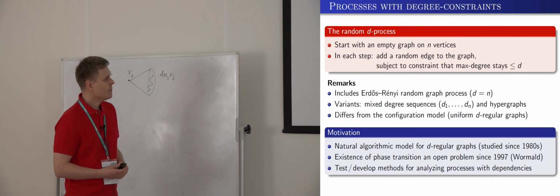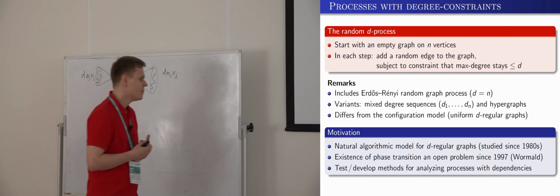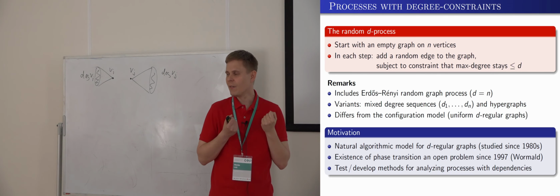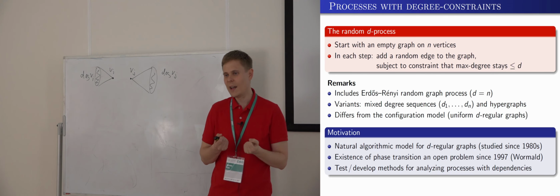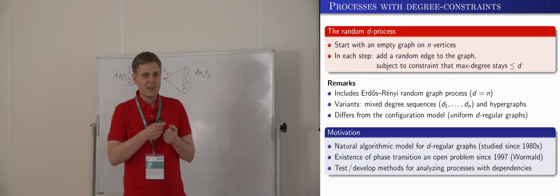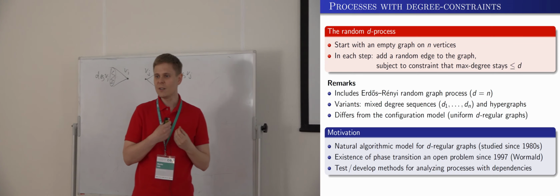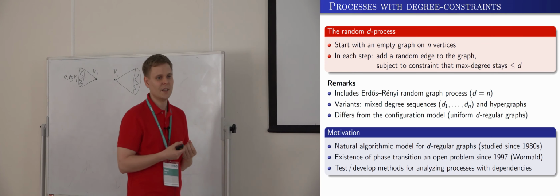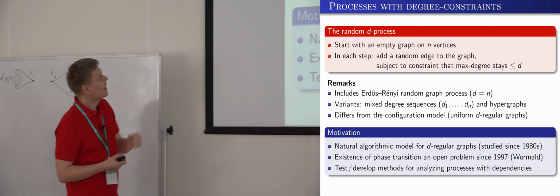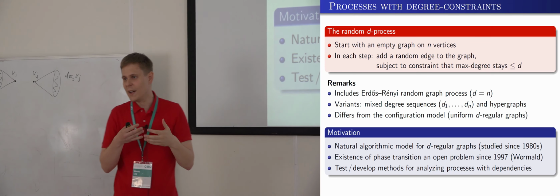And finally, there's another kind of, maybe for me, the most important motivation here: we have a very good understanding of various random graph models like Erdős–Rényi and also the configuration model. We can analyze them in great detail because we can somehow represent them as a sequence of independent random choices. And once we are in that situation, we have very, very strong tools and techniques to analyze them in great detail. When you look at things like the random d-process, then the dependencies become quite delicate.